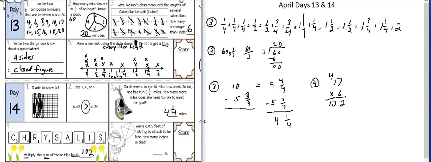Maria cut 5 feet of string to attach to her kite. How many inches is that? Well, we need background knowledge. We need to know that there is 12 inches in 1 foot. So then if we know that, we should know that she has 12 inches 5 times because she has 5 feet. So if we do 12 times 5, 5 times 2, 0. 5 times 1, 5, plus 1 more is 6. Or that's also a basic fact we should note to our 12s, but that would be 60 inches. There we go.